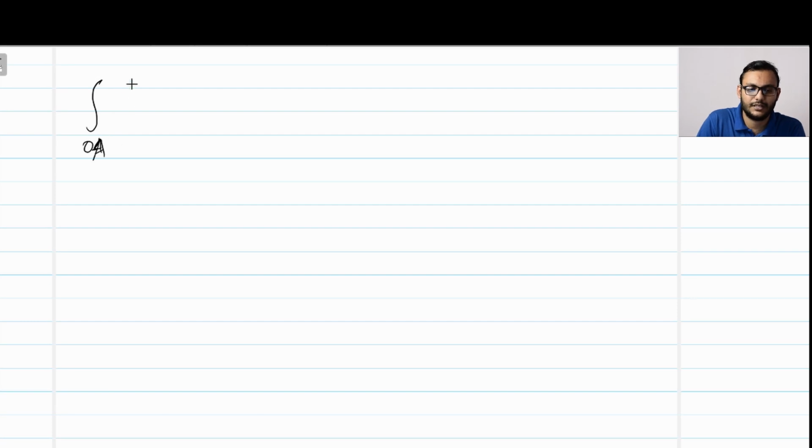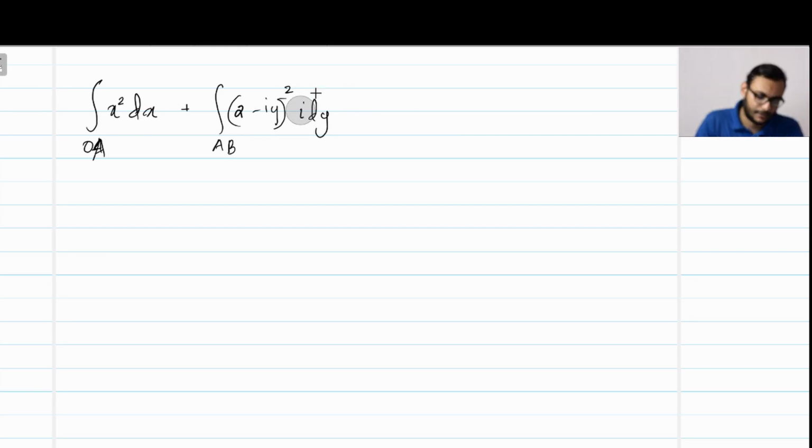In the OA region, what will be the value of y? It is 0. So we can simply write it as integral x square dx plus integral AB of (x minus iy) whole square, where x is equal to 2. So (2 minus iy) the whole square into dx is 0, so we only want to take the term i dy. So this is the final value of the given integral.